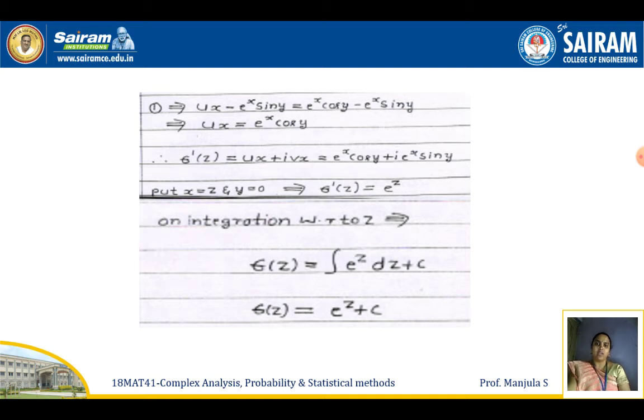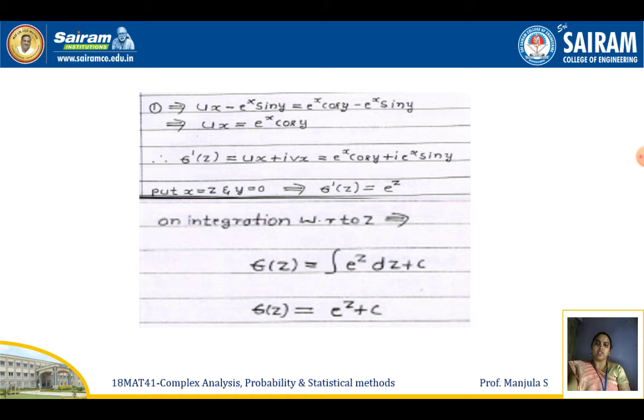So ux minus e to the power x sin y equals e power x cos y minus e to the power x sin y. One term gets cancelled, so the value of ux is e to the power x into cos y. Now we have both ux and vx. Substitute these in the derivative formula of the analytic function, f dash of z equals ux plus i into vx. Substitute both values and put x equals z and y equals 0. So we get f dash of z as e to the power z.